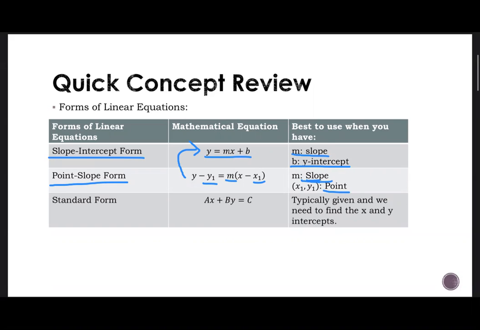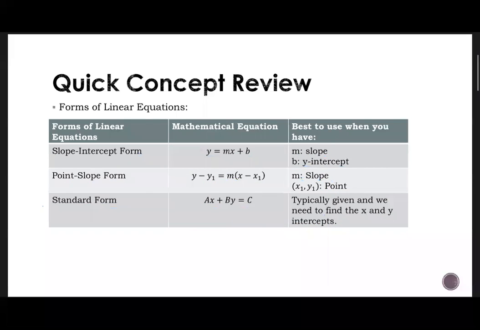Then we have standard form. Standard form is typically given to you, but you'll see it, and it is ax plus by equals c. And just like point-slope form, typically we have to take this form and rewrite it as slope-intercept form. So a lot of times we have to go back to that first slope-intercept form anyways. But if we have standard form, it helps us find the x-intercept and the y-intercept pretty easily.